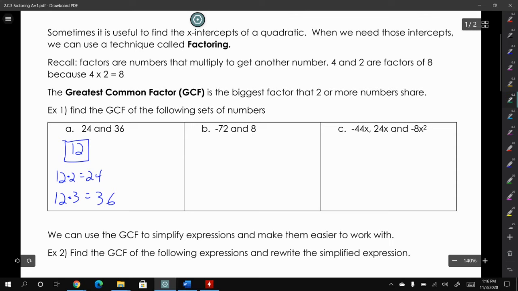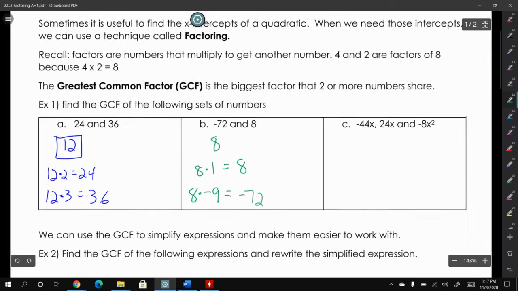Right. Now negative 72 and 8. Well, the greatest common factor here would be 8, because 8 times 1 is equal to 8, and 8 times negative 9 is equal to negative 72. So you can have a greatest common factor between a positive and a negative number.